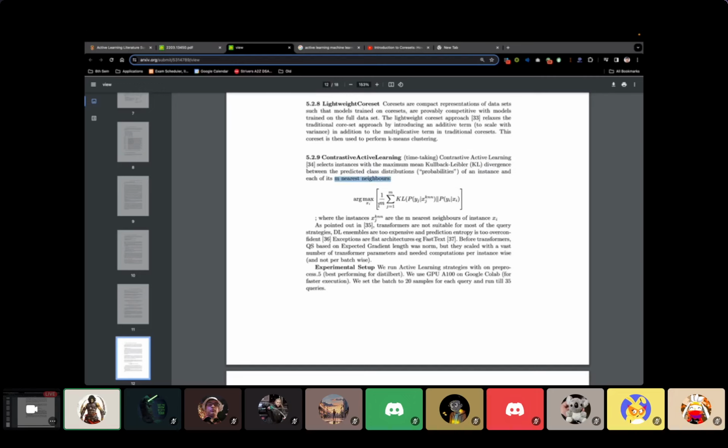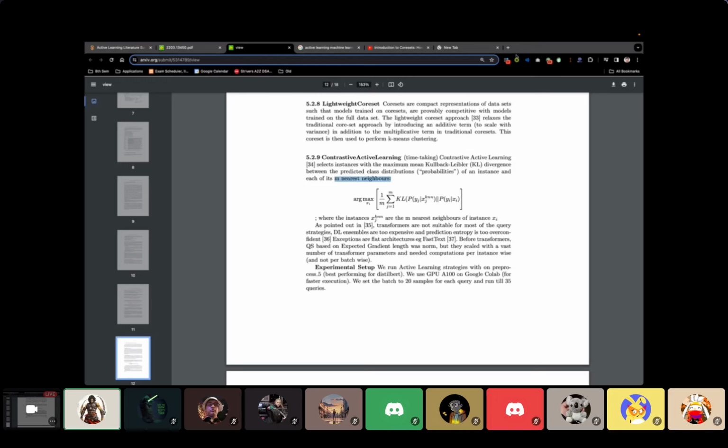What it essentially means is that if the KL divergence is high, which means that there is a very big disagreement on average between a point and its neighbors, then we should learn that point, because the model has kind of misclassified it.